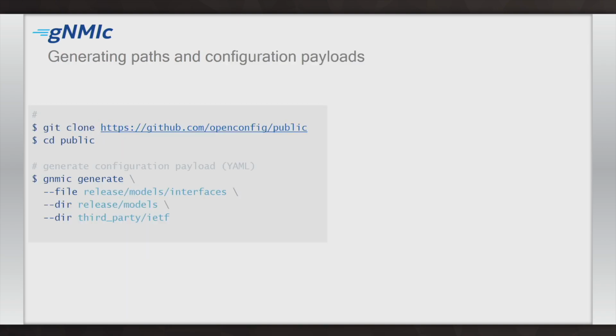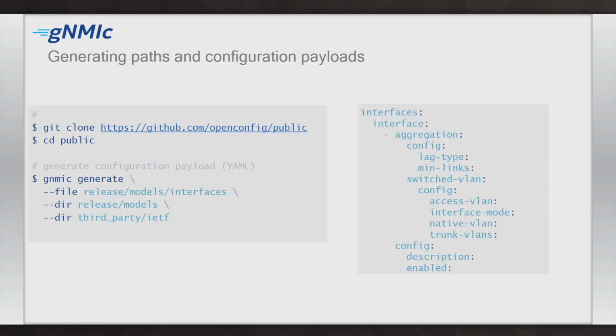Okay. So going to the generate command. Generate, again, allows you to generate configuration payloads out of the YANG model of the router, or generate XPaths that you will be able to plug into the get, set, or subscribe command. So this shows how to pull the OpenConfig YANG models and run the generate command. This will generate the YAML payload that you'll be able to use as a configuration and send to your router. So it will generate something like this.